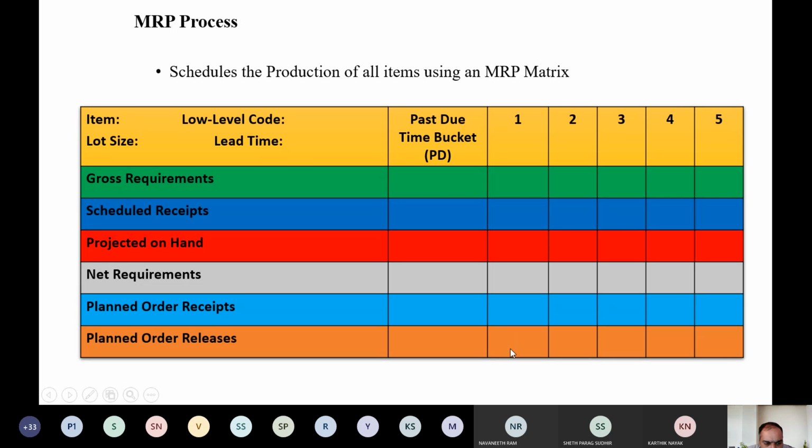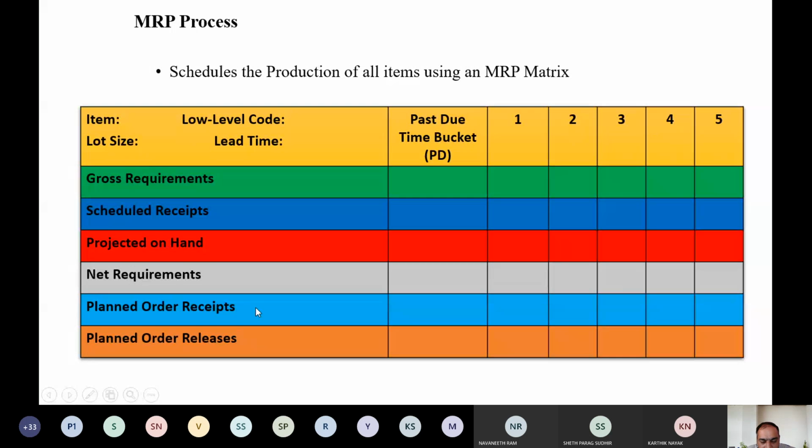So when should I release the order? My supplier is going to take 6 days to deliver the product. Next Wednesday I'm going to start the production. I require the component by next Wednesday. When should I order? Today, sir. Exactly, because the lead time is 6.